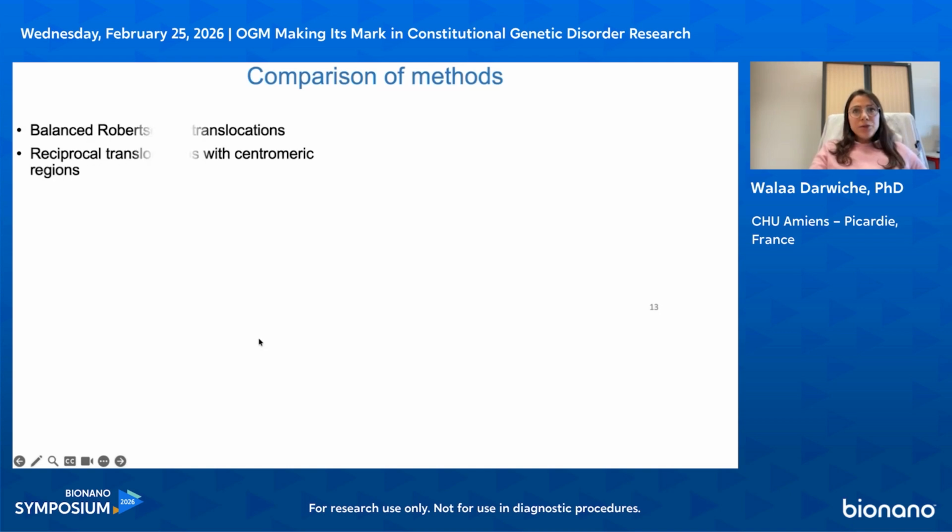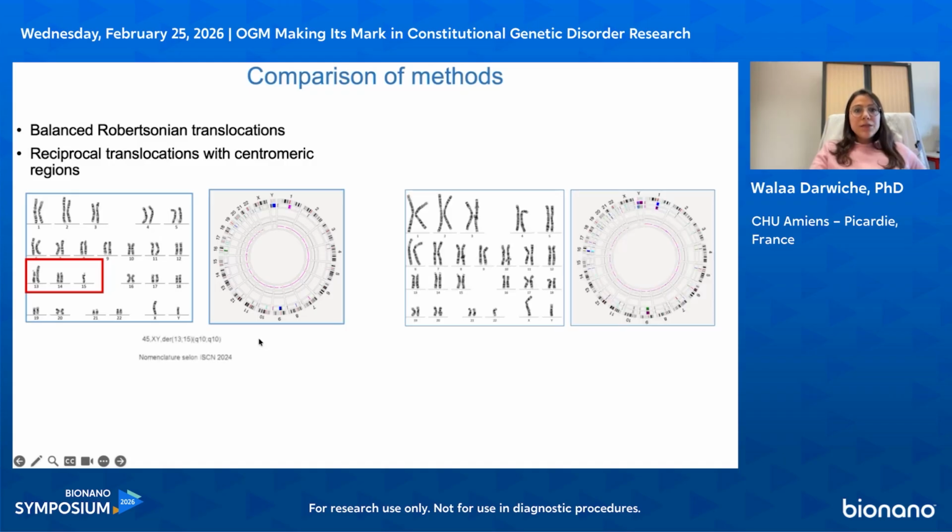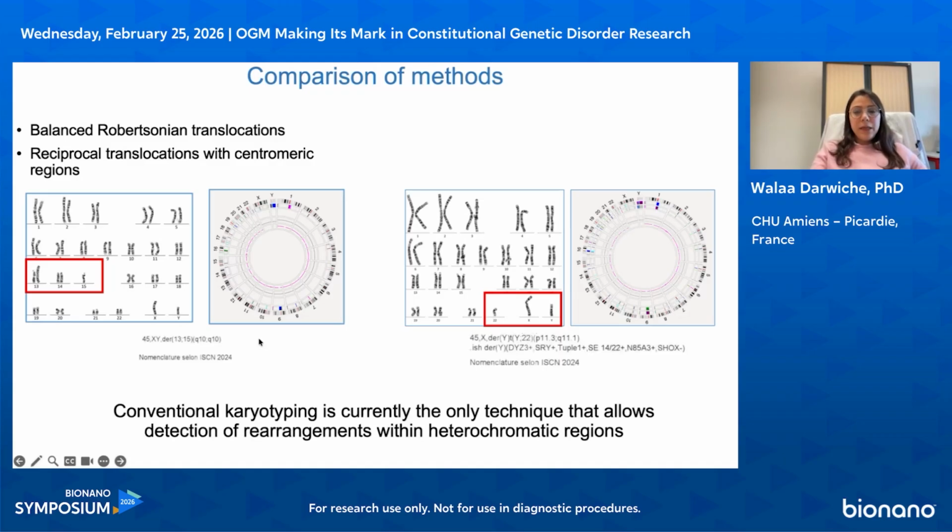However, we know that centromeric regions are poorly covered or masked in optical genome mapping. For this reason, balanced Robertsonian translocations or rearrangements involving centromeric regions cannot be detected by OGM. As illustrated here, translocations between chromosome 13 and 15 or between chromosome 22 and Y chromosome are not visible. Therefore, conventional karyotyping remains the only technique capable of detecting rearrangement within a heterochromatic region.